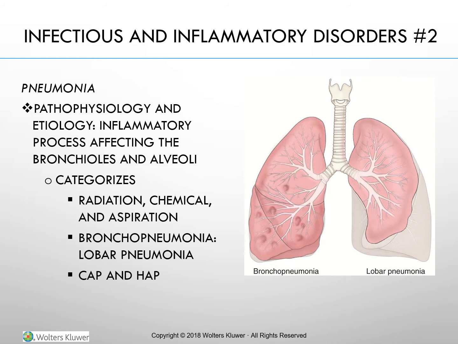Pneumonia is also characterized according to its presenting symptoms. Bronchopneumonia means that the infection is patchy, diffuse, and scattered throughout both lungs. Lobar pneumonia, L-O-B-A-R, means that the inflammation is confined to one or more lobes of the lung.